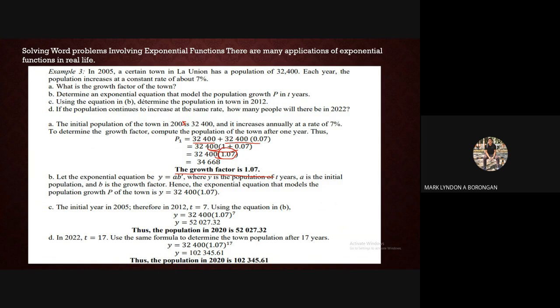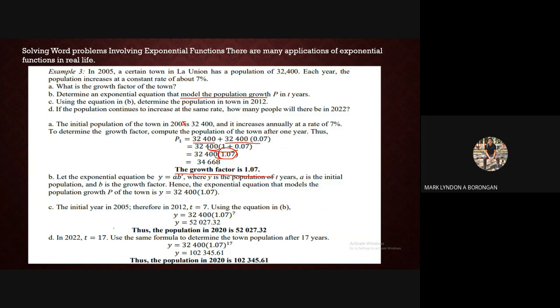So this is our model for population growth using our growth factor. From 32,000, you multiply by 1.07 up until whichever year you want. If you want to see the results for 2006, you just multiply it once. That's how the growth factor of 1.07 works.